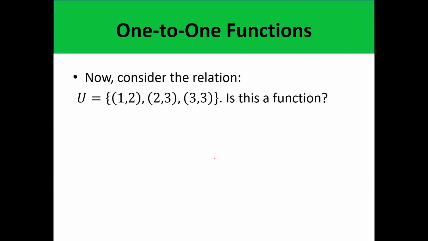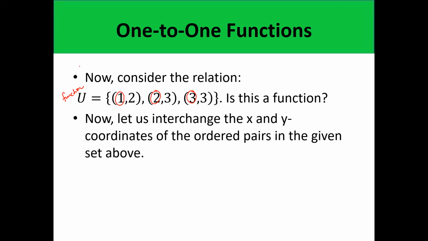Now this time, let's consider the relation U having the ordered pairs (1, 2), (2, 3), and (3, 3). Is this a function? If we check the x coordinates, all the x coordinates of the ordered pairs are distinct, so this relation is a function.